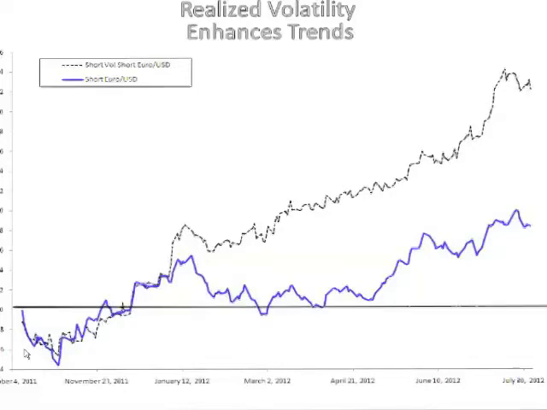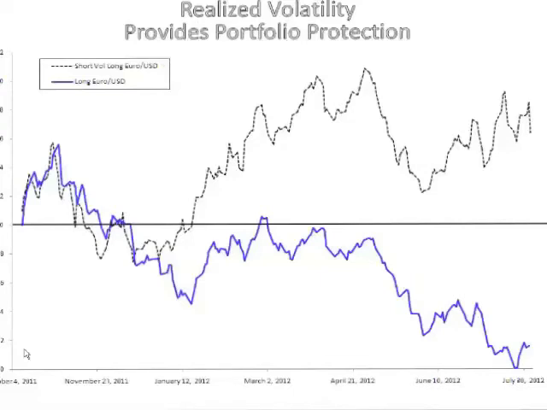Another advantage of realized volatility is that it provides portfolio protection. In this case, instead of the investor going short both volatility and the euro dollar, let's say that this time they want to protect themselves. This time they went short realized volatility and long the euro dollar. If they just went long the euro dollar, as you remember from our previous slide, the investor in the long run would have lost money, especially if they went in this position.